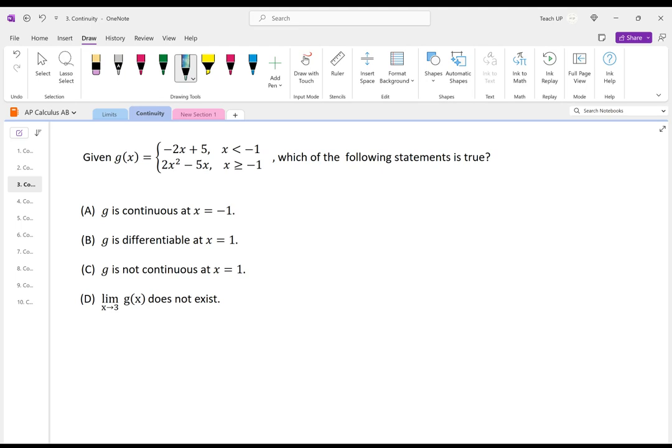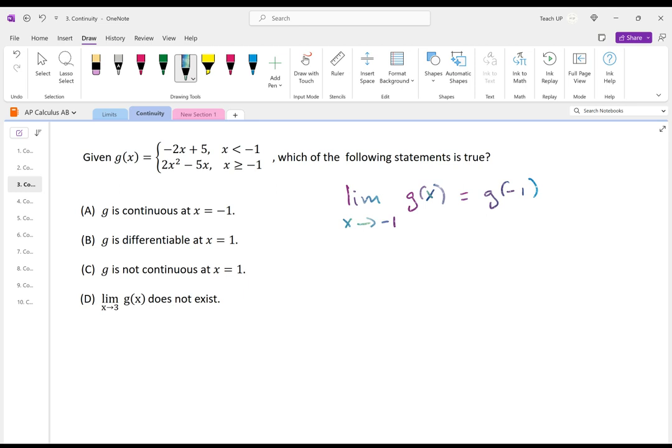Anytime we have a continuity problem, we need to remember what it means for a function to be continuous. Well, a function g would be continuous if the limit as x approaches, say, negative 1 here, so that would be a, but I'll just say negative 1, of g of x exists, and if this limit is the same as g evaluated at negative 1. In other words, the function value is the same as the limit. So anytime we have that, the function would be continuous.